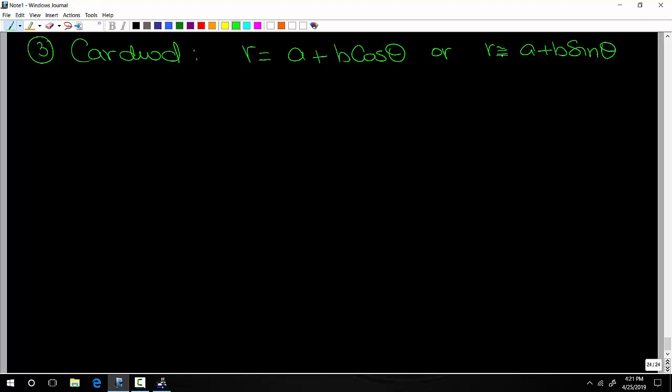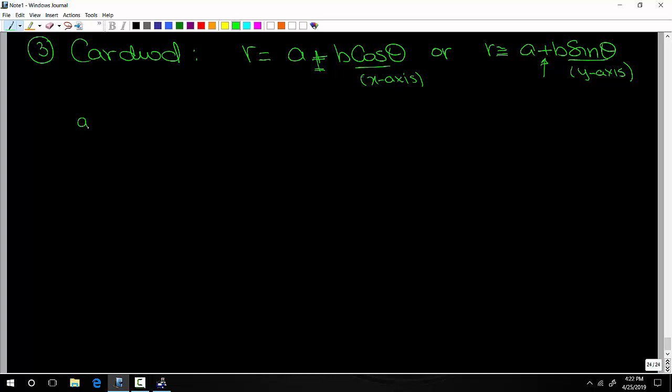Now it all depends upon whether it's cosine or sine. If it's cosine, it basically means along the x-axis. If it's sine, it basically means we're going to be along the y-axis. If it's positive, then you go along the positive y-axis. If it's negative, then the negative y-axis. If it's positive, go along the positive x-axis. If it's negative, go along the negative x-axis. Okay, so keep that in mind.